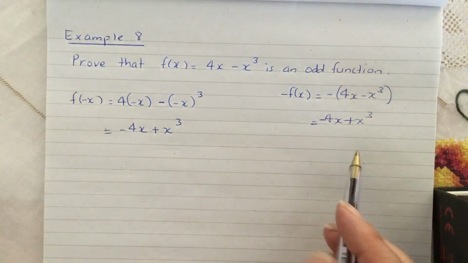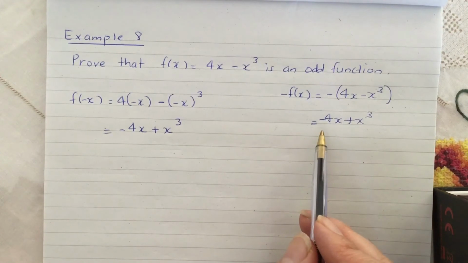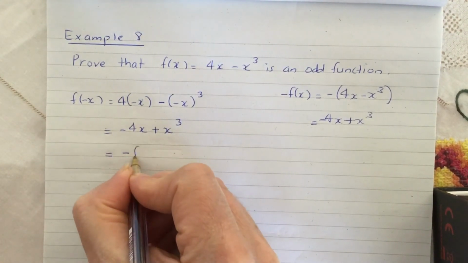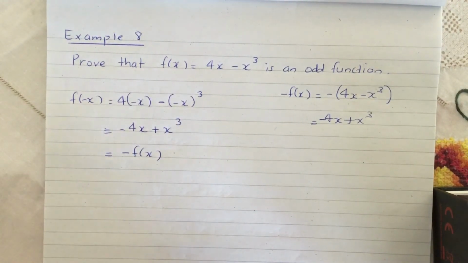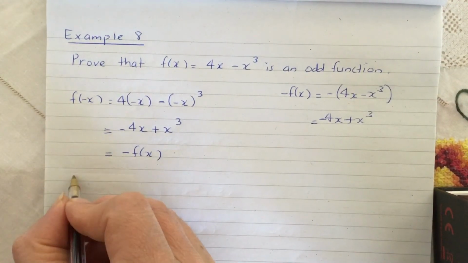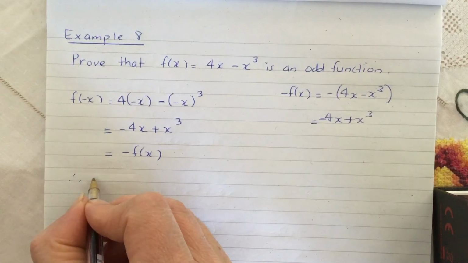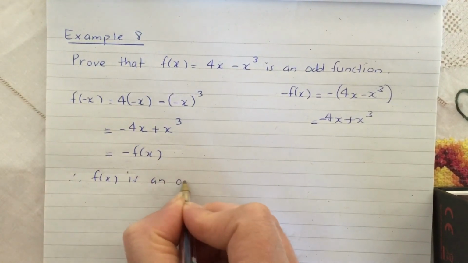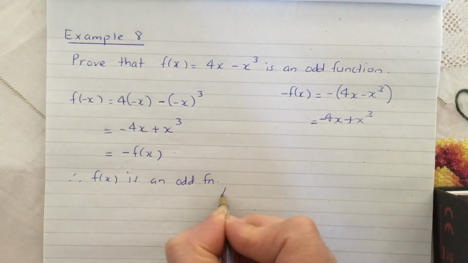Did we end up with that, the minus f of x? Yes, we did. So we need to write that down. That's equal to minus f of x. And then you say, therefore, f of x is an odd function.